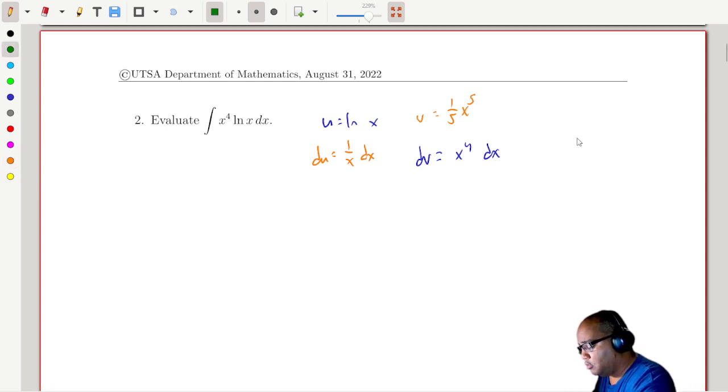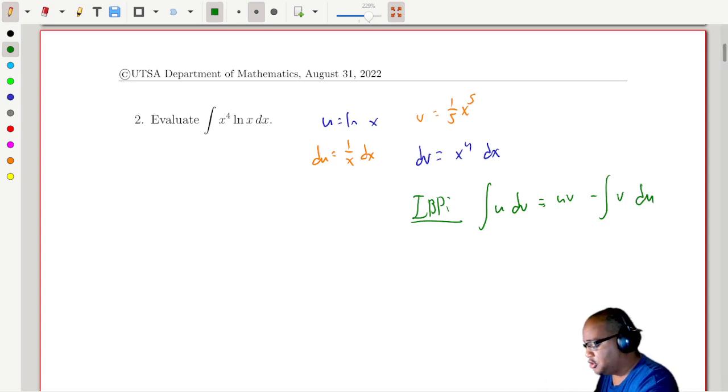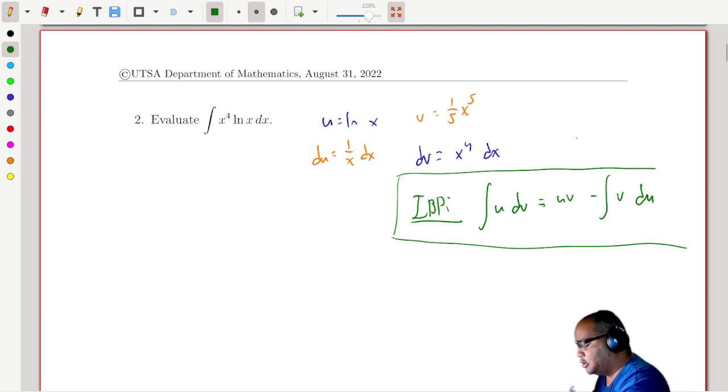And remember that IBP, the integration by parts formula, is the following. The integral of u dv is equal to uv minus the integral of v du. That's the classical formulation of integration by parts. We should still know this formula. It's just the product rule in reverse. And of course, if you have a definite integral, you just evaluate on the boundary. So let's write that in for completeness here, shall we? Just as a nice refresher. There we go. And so now we just follow our path, right?